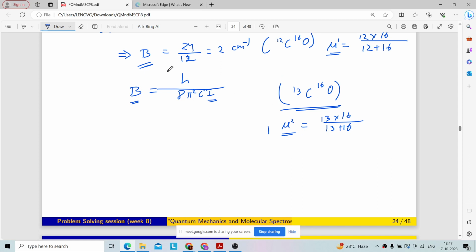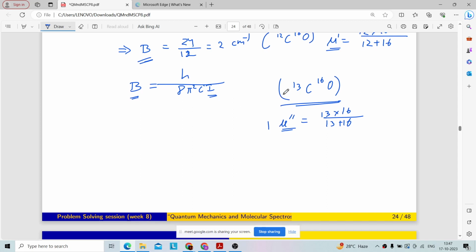Let me rewrite this as μ double prime. So what will change? The reduced mass will change. Where does this reduced mass come in? In the moment of inertia, right? This is μ times r naught square.